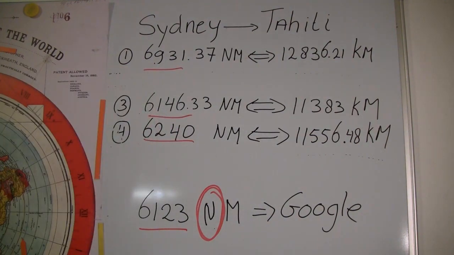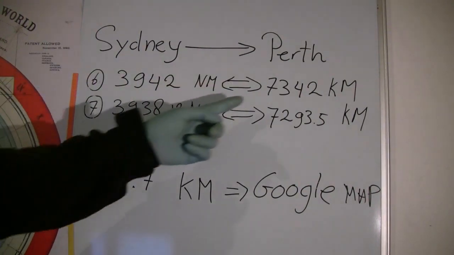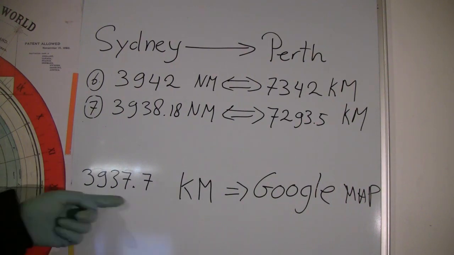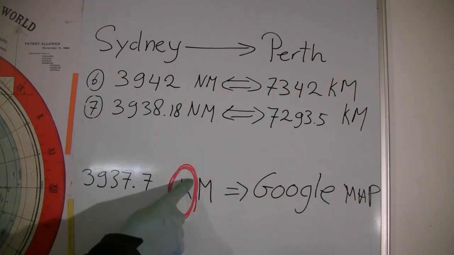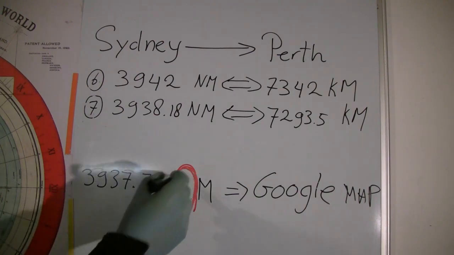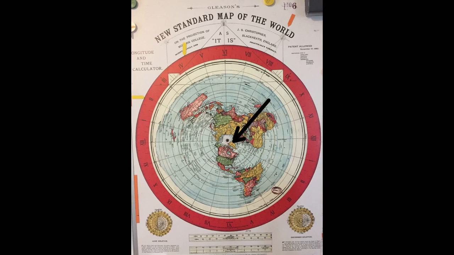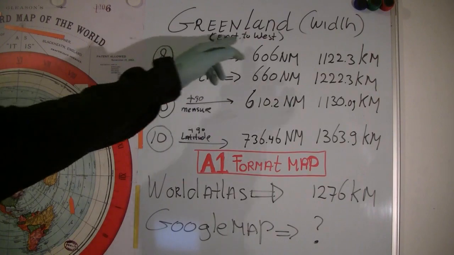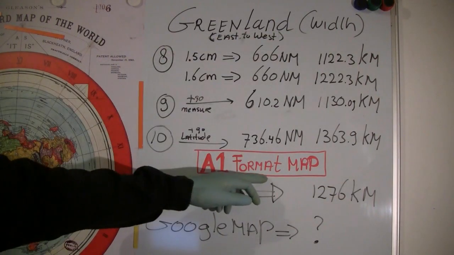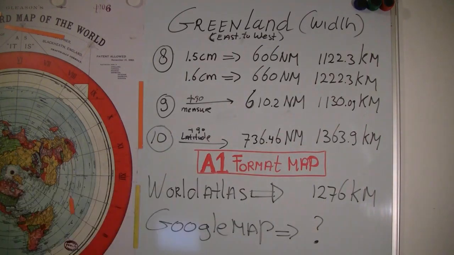The next measurements are from Sydney to Perth. The distance we measured from Sydney to Perth, in nautical miles and in kilometers, and this is the distance in Google, in kilometers. Wait a minute, is this a coincidence? Let's measure Greenland. These are the results. Greenland from east to west, the width using an A1 format map. These are nautical miles, kilometers, and I also found World Atlas size is 1276 kilometers. Google Map is a question mark.